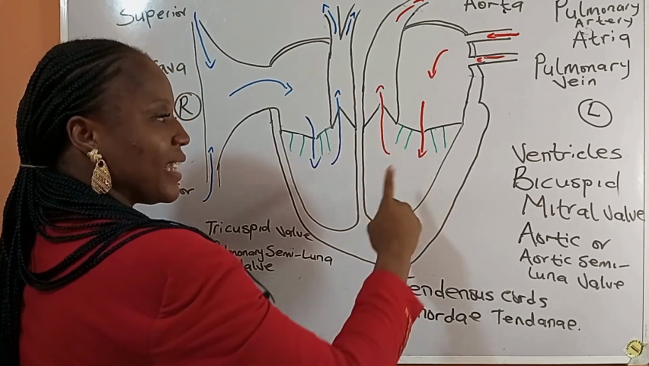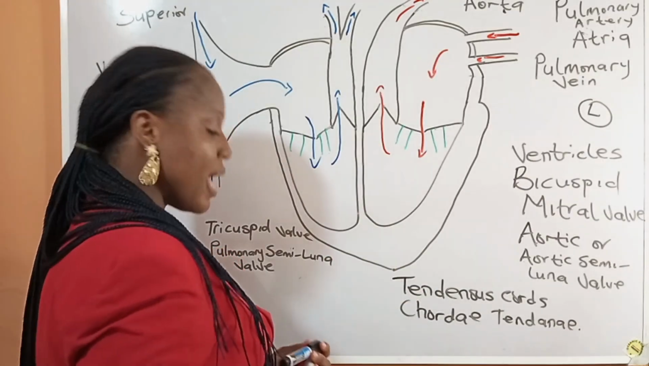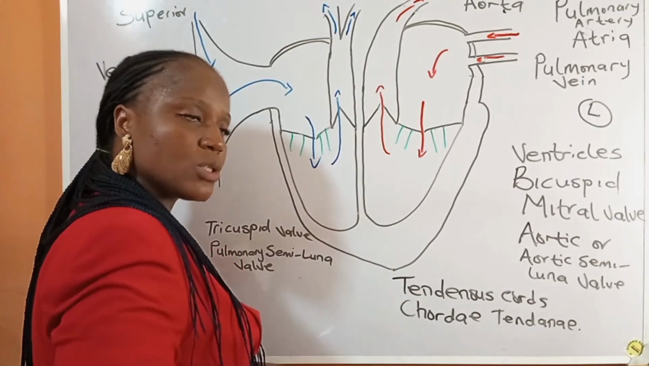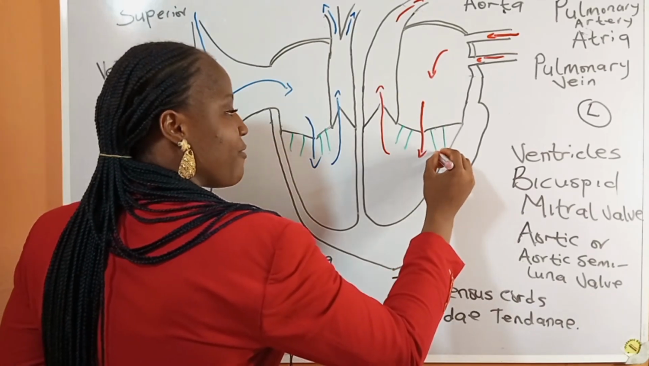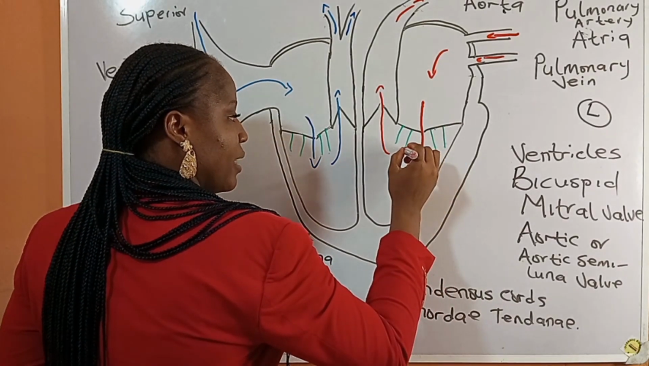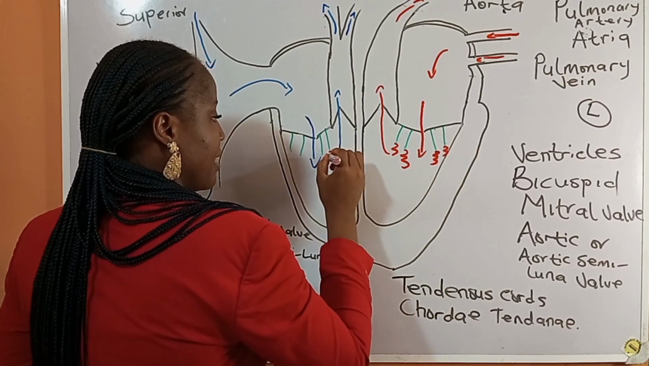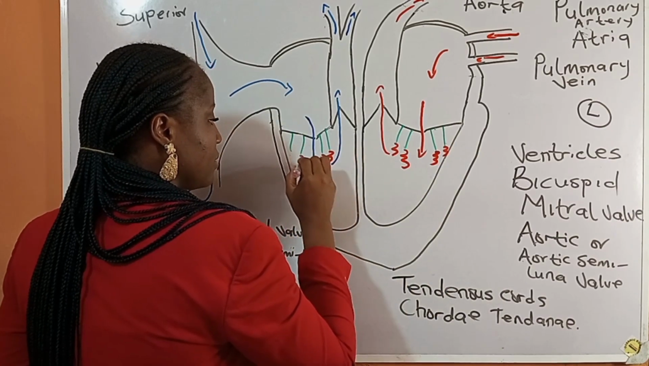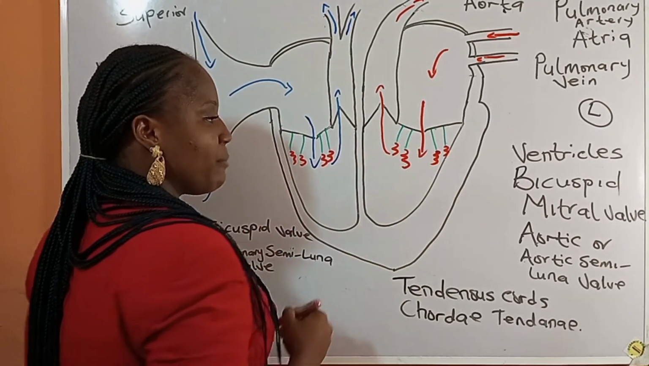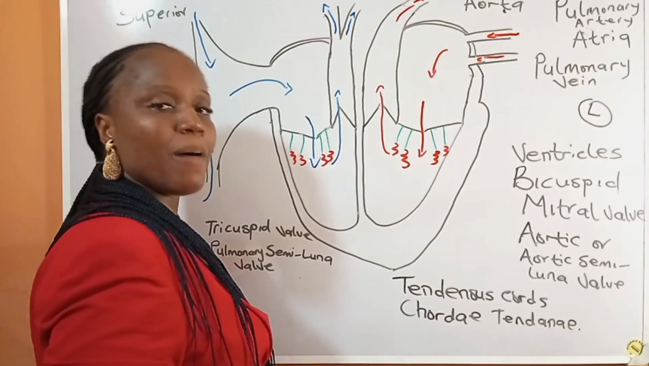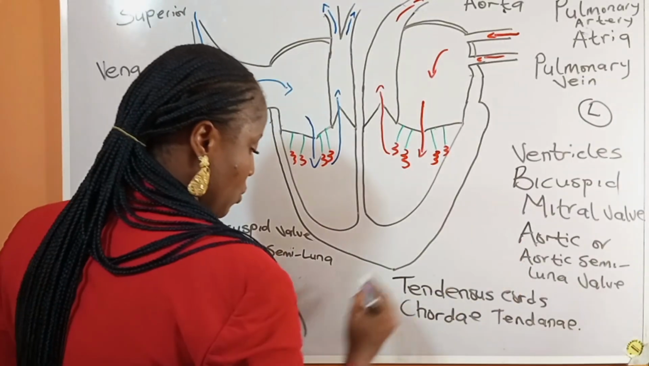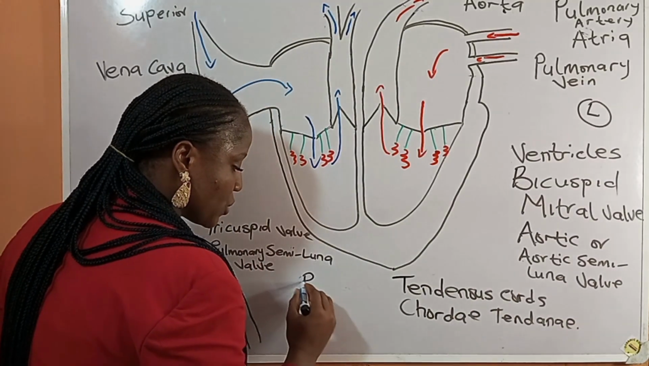And then these chordae tendineae, or the tendinous cords, are buried into the walls of the ventricle by a fibrous muscle. They are buried like this, you see, by a fibrous muscle called the papillary muscle. The what? The papillary muscle.